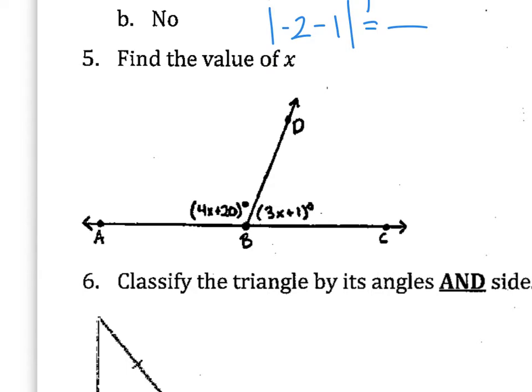Number 5, find the value of x. Okay, so this is a linear pair that we have here. We have a linear pair because they make a line. So if they make a line, that means how many degrees are these 2 angles going to add up to? So really all you need to do is take this angle and add it to that angle and set it equal to 180 degrees. So set up your equation. I kind of got you going there. Solve for x.